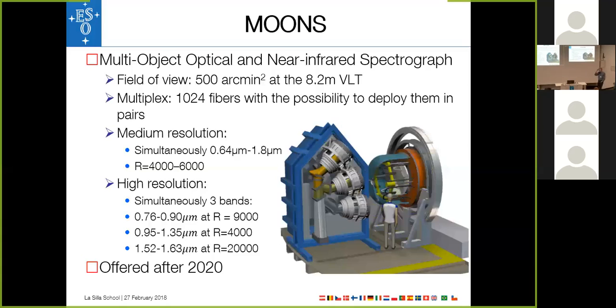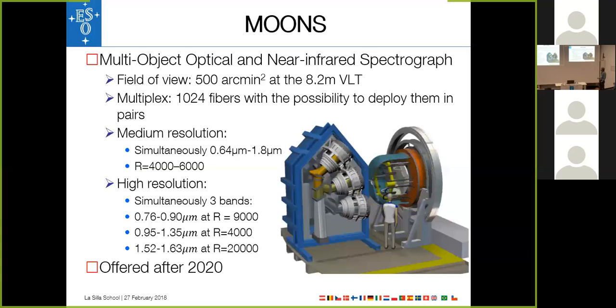It has a rather big field of view for an 8-meter telescope. Many 4-meter telescopes have larger fields of view, and since I know that the Australians are listening to this, I'm aware of what I'm talking about. So it will offer two resolutions, a medium resolution mode and a high resolution mode that can go up to 20,000. And as you see here, the coverage is from 0.6 microns, 6,500 angstroms, all the way to 1.8 microns. Okay, so that's what we're hoping there.